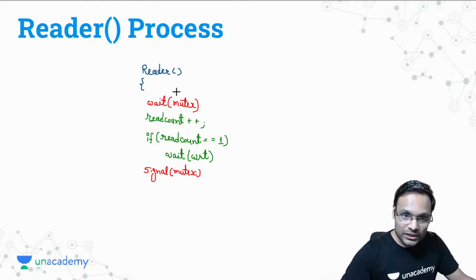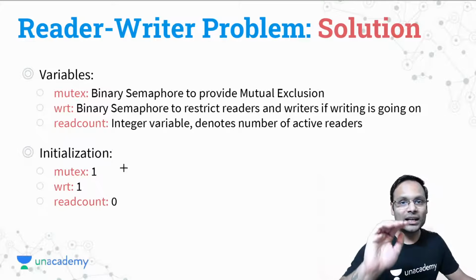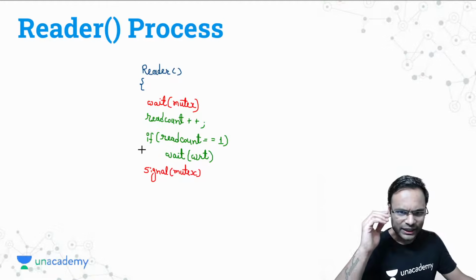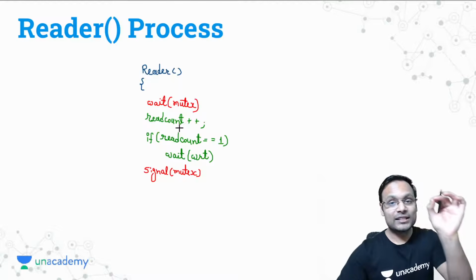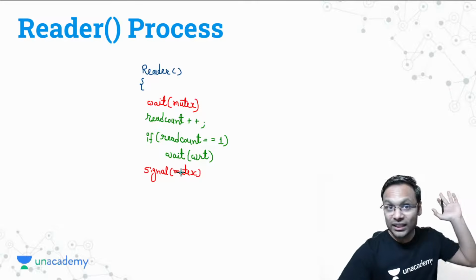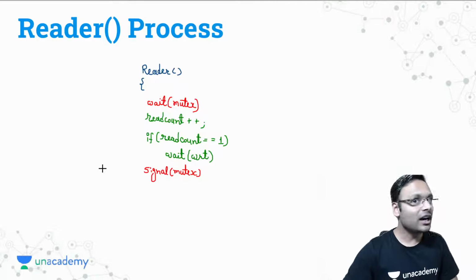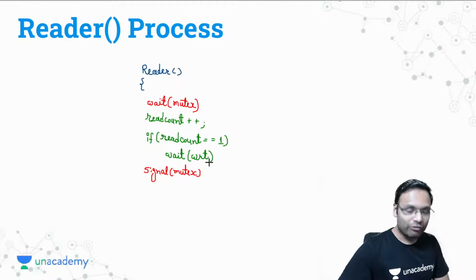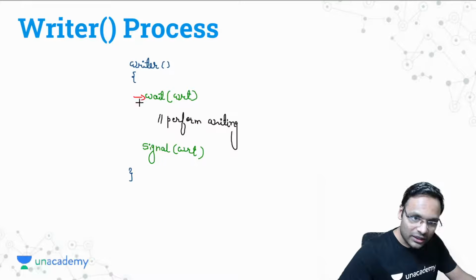So I will first take wait on mutex so that mutex becomes 0. After that, no other reader can enter into this particular zone. After that, I am increasing the read count so that I can say how many readers are there. After that, I am checking if it is the first reader who is coming for reading. This reader will have to block the writer. Why? Just because we know that if any reader is reading, another writer cannot write into the file. That's why we have taken wait on WRT, so that if any writer wants to go inside, the writer will be stuck here in wait WRT.